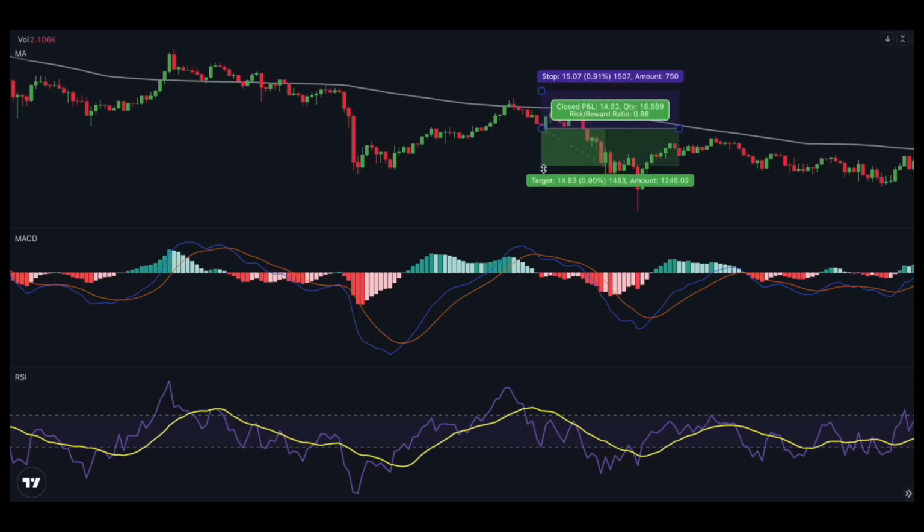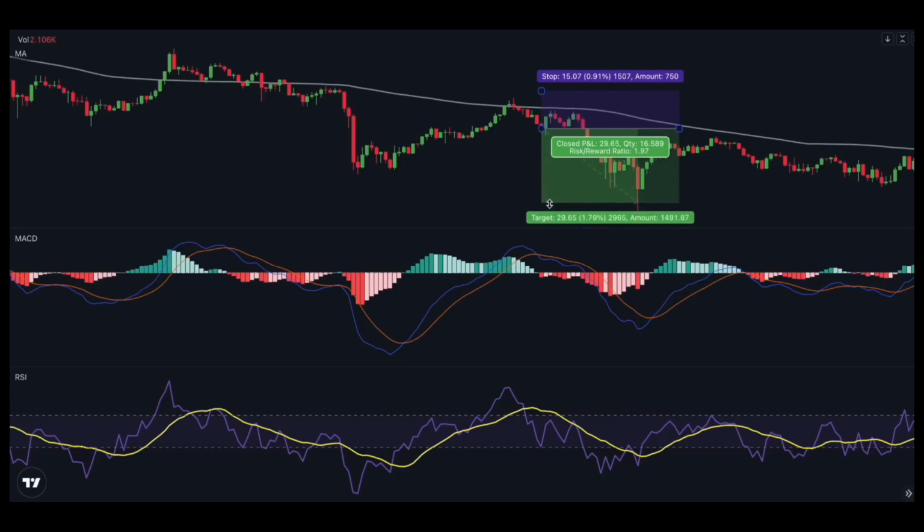Place a sell order at the close of the price bar and target 2 times the risk. Set the stop loss above the recent swing high.